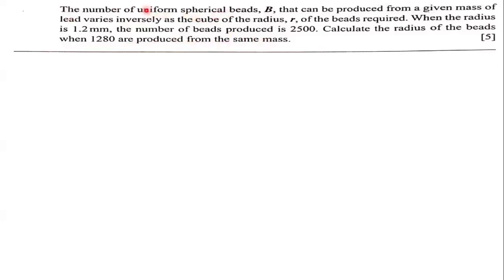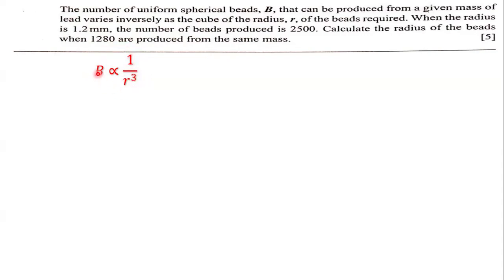Notice that it says that the number of uniform spherical beads, B, that can be produced from a given mass of lead varies inversely as the cube of the radius R of the beads required. What that basically is saying is that B is inversely proportional to R cubed, the radius cubed. That's how we express that. We write it in symbolic form: B is inversely proportional to R cubed.